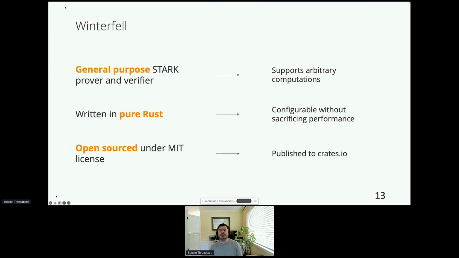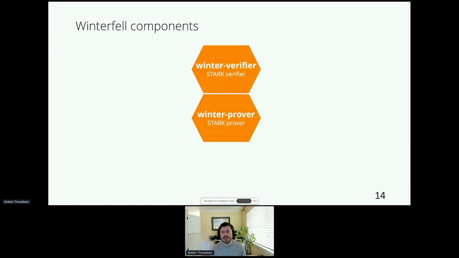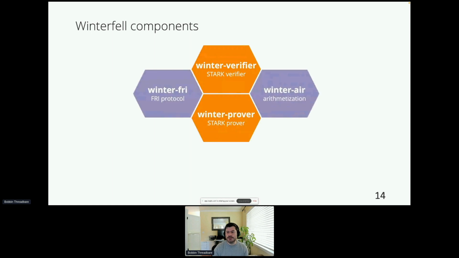So Winterfell is actually not a single library, it's a collection of different components. So there is the verifier and the prover. The prover is used to generate proofs, and the verifier is used to verify proofs, but we also try to break it up into smaller modular components that could potentially be used to build other proving systems. So there is the FRI protocol, which is used within Winterfell. It's one of the core sub-protocols within Starks that allows you to test whether a prover committed to something that is a polynomial or not.